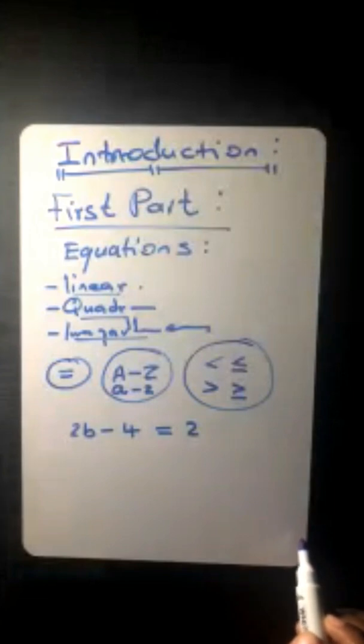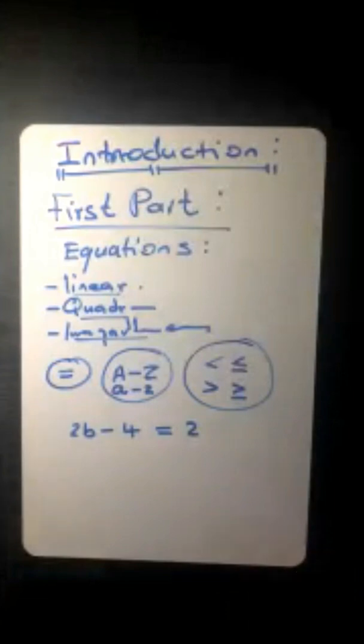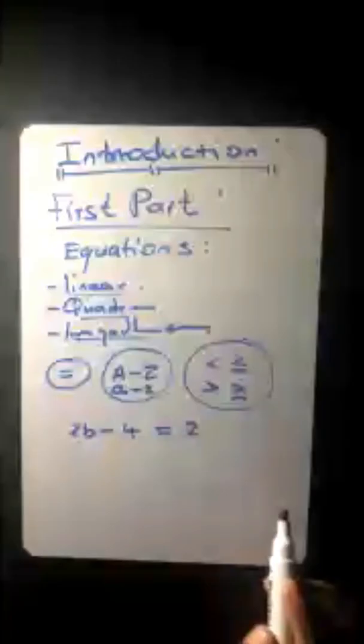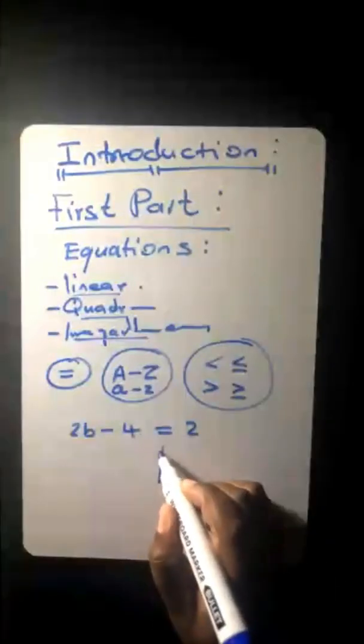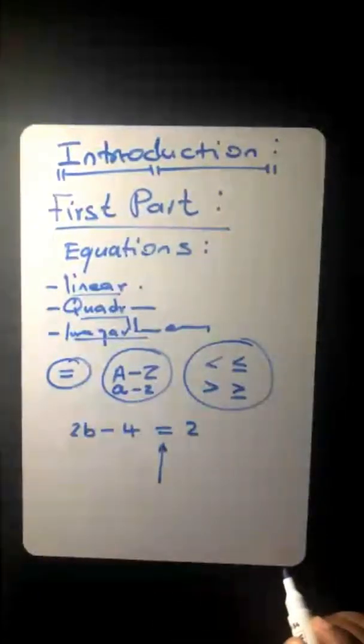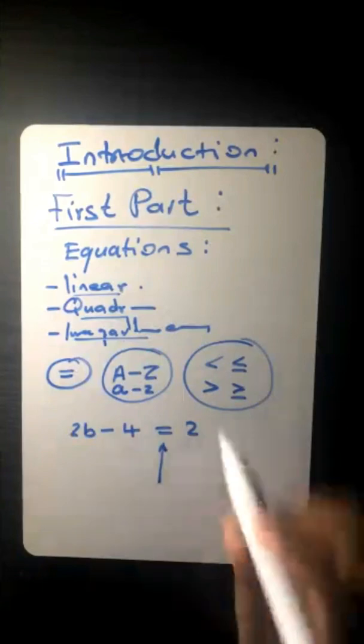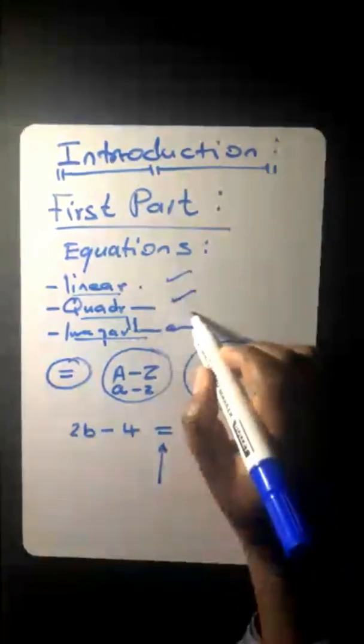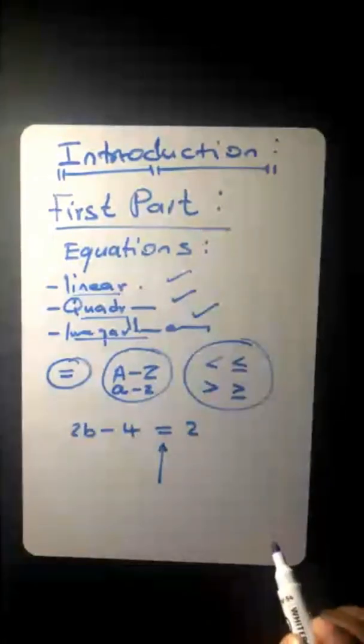Ladies and gentlemen, you need to be able to identify the type of problem that you are dealing with. So this is what we call an equation. Why do we call it an equation? It's because we notice it has an equal sign. So when you're dealing with an equation, ask yourself this question: what type of equation is that? Is it a linear equation? Is it a quadratic equation? Is it an inequality?